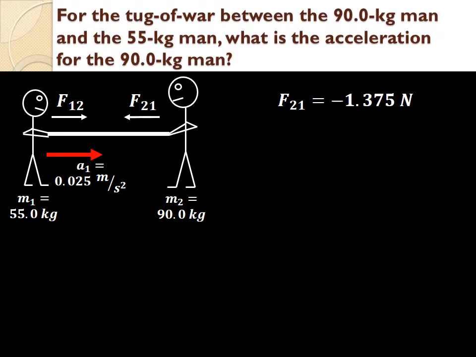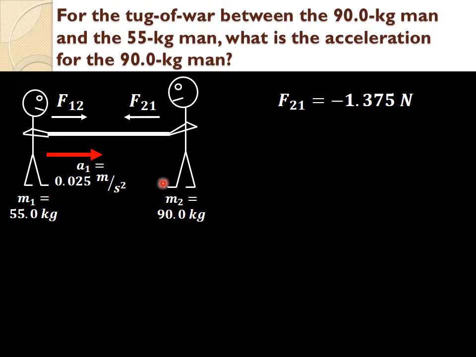So next the question is, what is the acceleration on the 90 kilogram man? Well, we have the force that's being applied to him. We figure that out to be negative 1.375 newtons. And the reason this is force 2-1 is because it's the force on the second guy by the first guy. This is force 1-2 because it's the force on the first guy by the second guy. And these two forces are equal and opposite as we used Newton's third law in the previous slide.